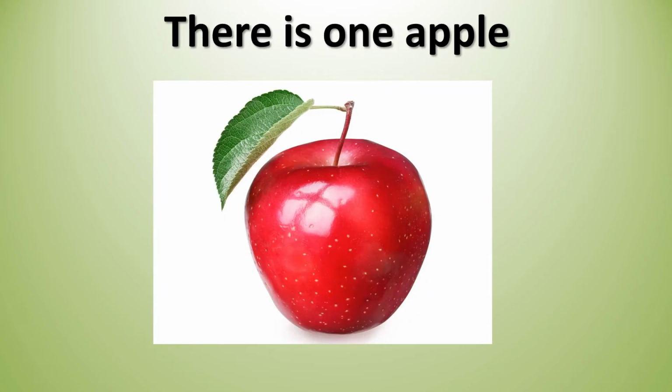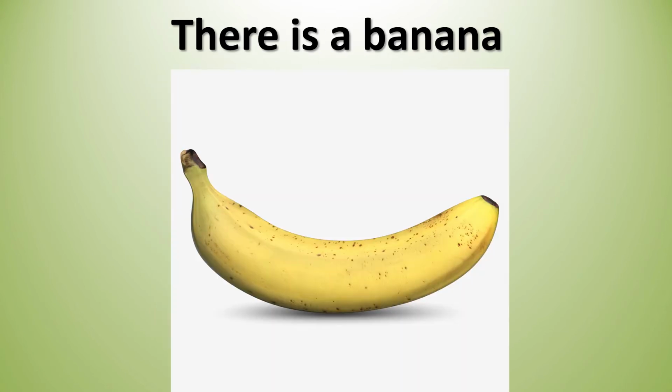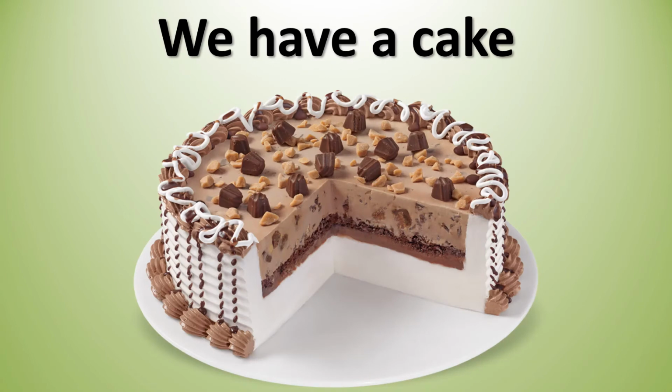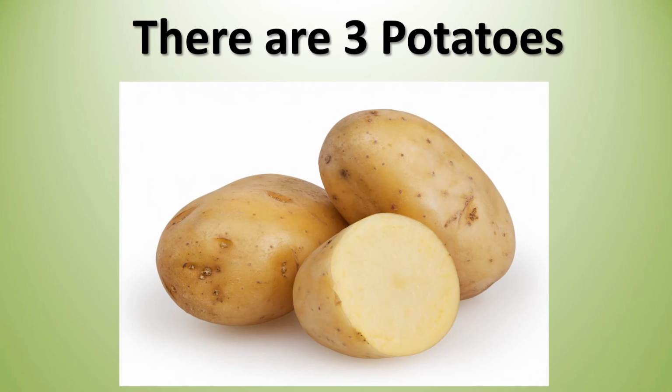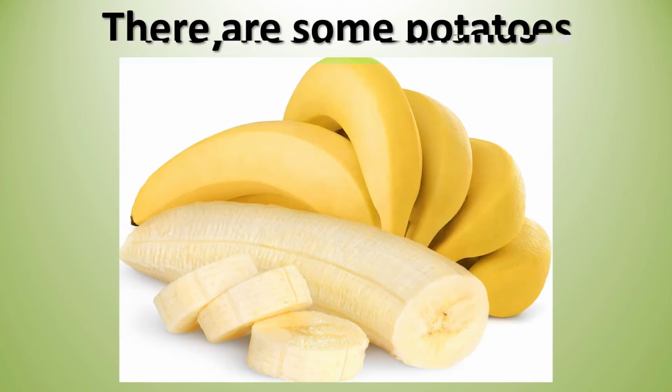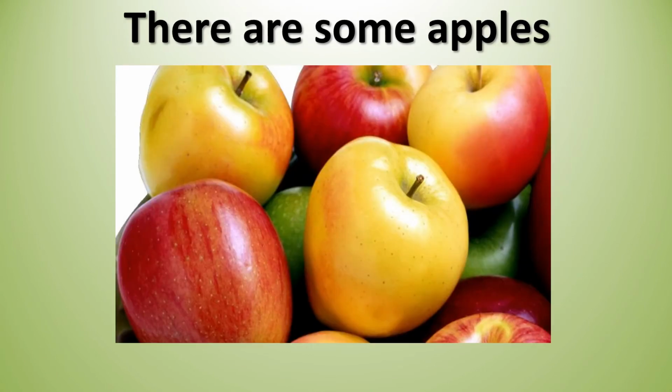There is one apple. There is an apple. There is a banana. We have a cake. There are 2 apples. There are 3 potatoes. There are some potatoes. There are some bananas. There are some apples.